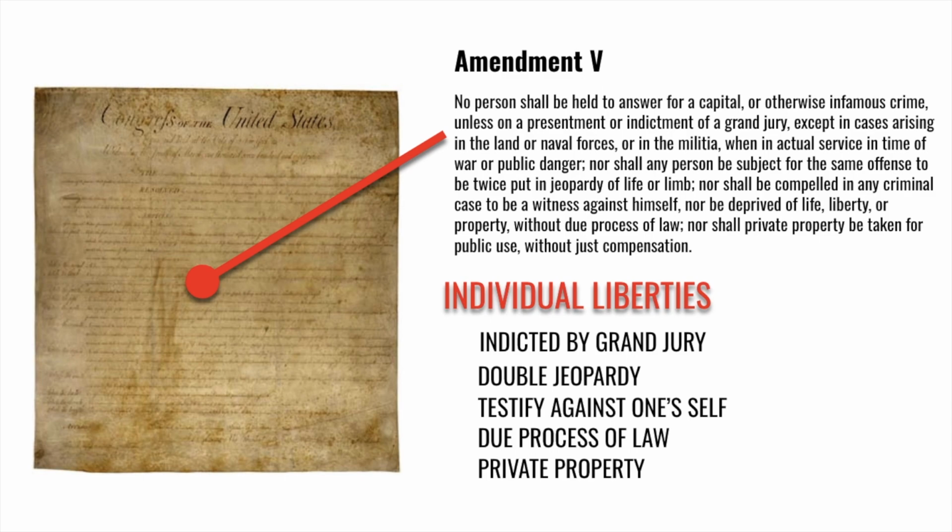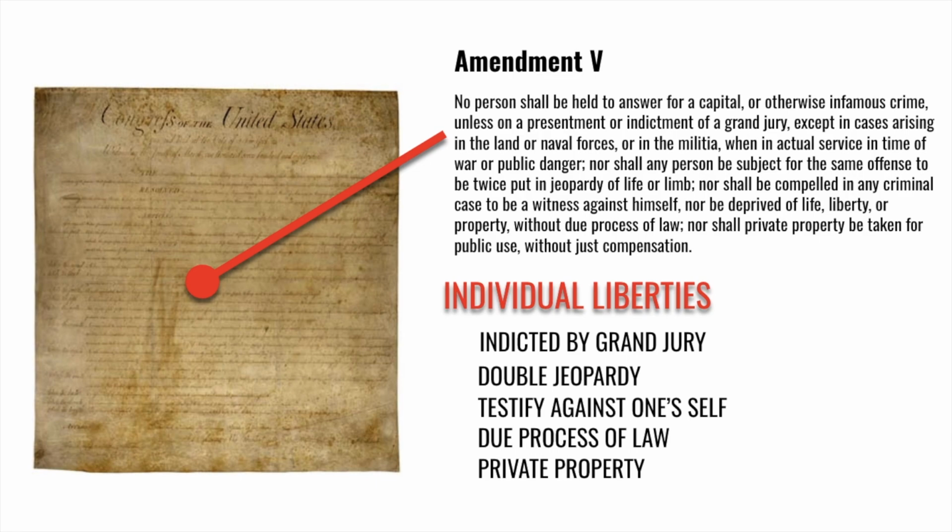You are guaranteed this due process of law. Every step along the way is guaranteed to you. The government must go through this due process. And then private property, you shall have private property. It should be protected and not taken from you without due process or without just compensation. So you're free to own your own property. So again, numerous individual liberties listed here in the Fifth Amendment.